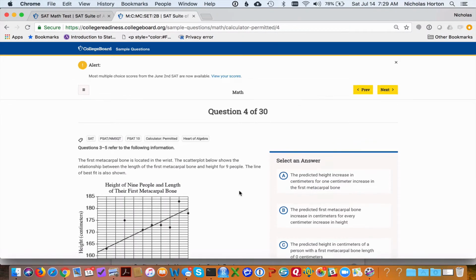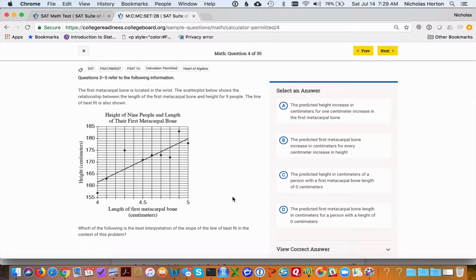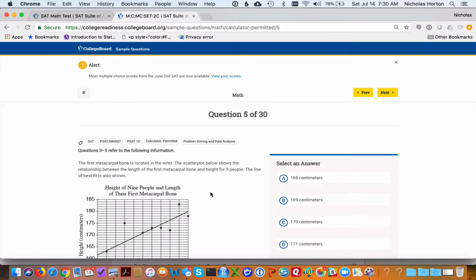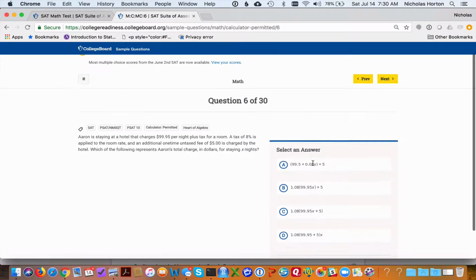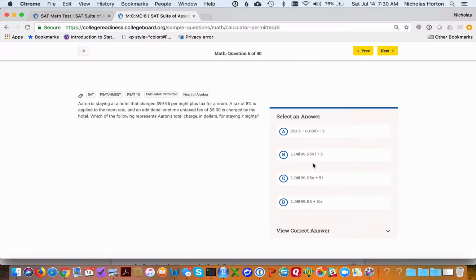This problem continues with 2 other problems. This one asks a best interpretation of the slope of the line of best fit. And the third part with this related, all using the same figure, is based on the line of best fit. What's the predicted height for someone with a first metacarpal bone with a length of 4.45 centimeters? If we continue on through these other questions, there's one that's not marked as data analysis, but is an equation of a line. Talking about a hotel, there's both fixed costs and costs that scale with the length of the visit.